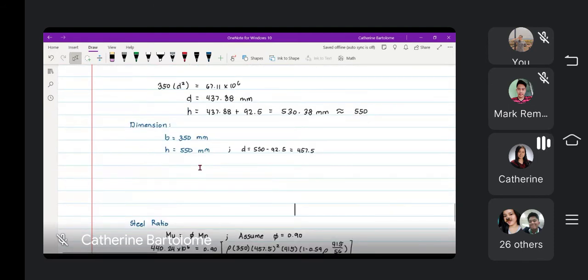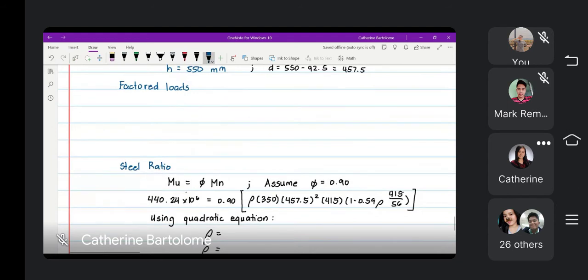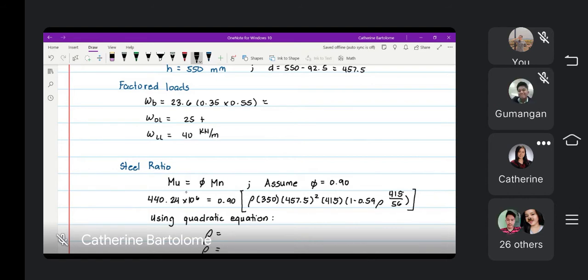Okay? So, let's solve again for the factored loads. So, weight of beam is equal to 23.6 times 0.35 by 0.55. Kindly compute. 0.54.